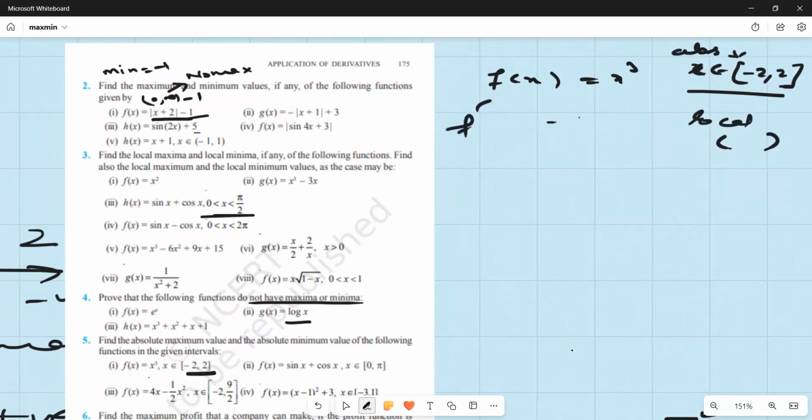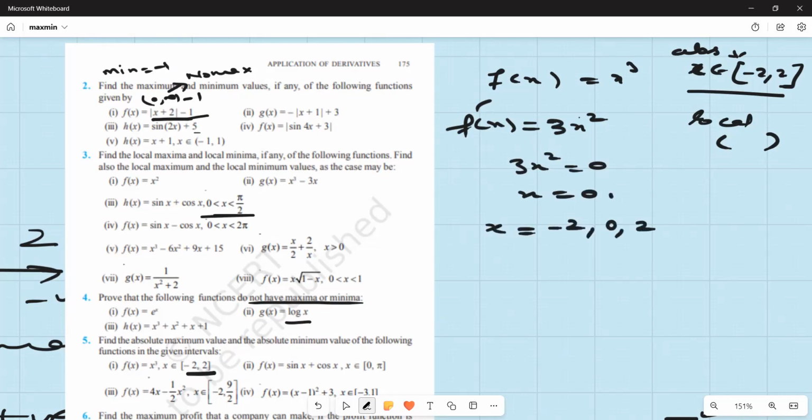So check how, f of x is x cube, x belongs to -2 to 2, closed interval. f dash x क्या आया, 3x², ना, 3x². So if I put 3x² equal to 0, I am getting x is equal to 0. So what are the values I have: x = -2, 0 and 2. Means I'll take this value as well as these values.